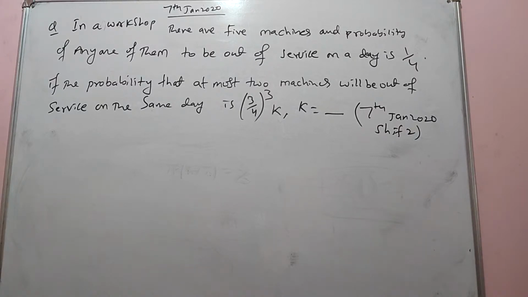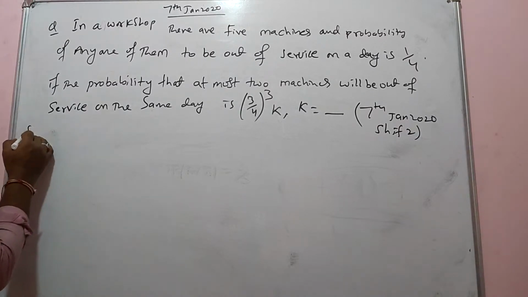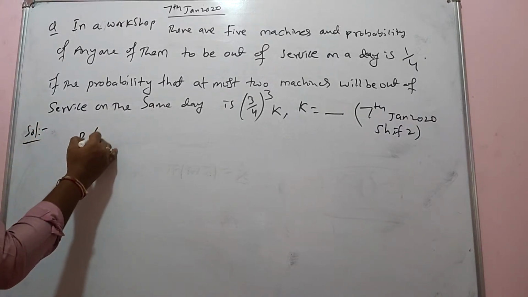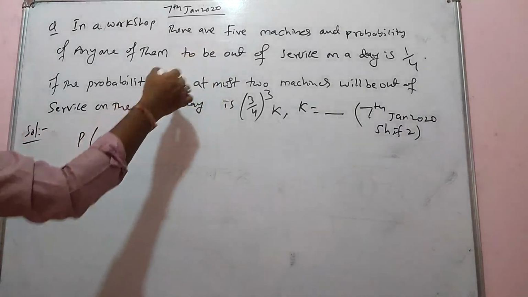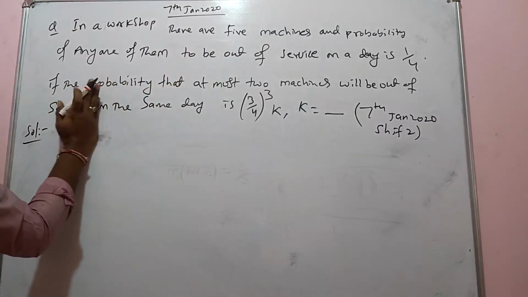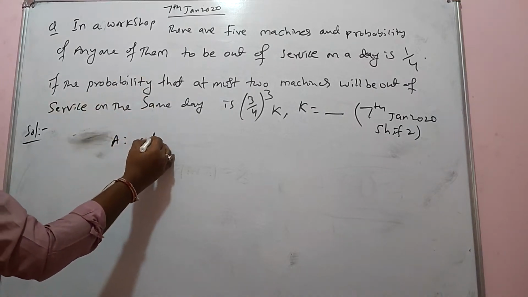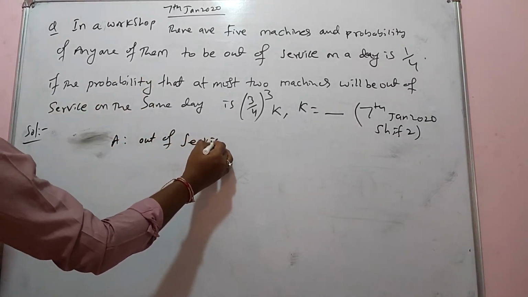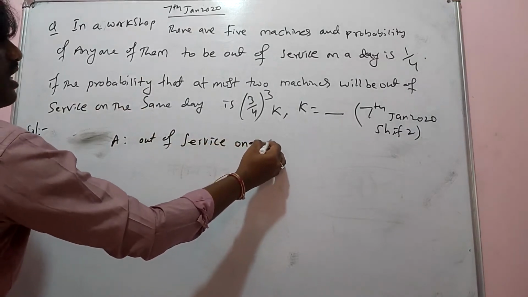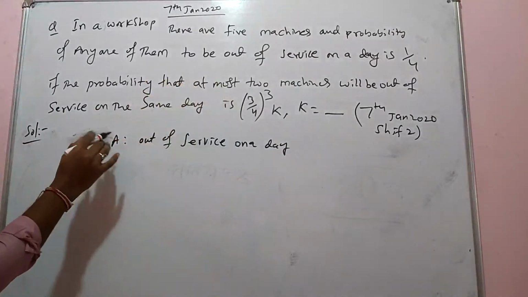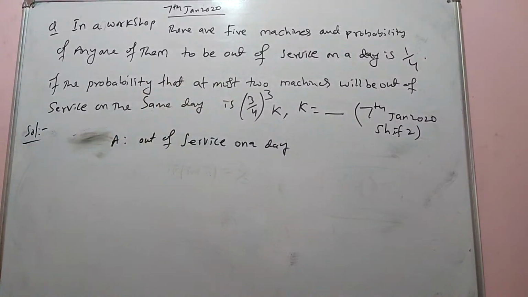So can I start the question? Let us see here. Probability of out of service in a day. Let us take A as the event out of service on a day, and B is the event that at most two machines are out of service.